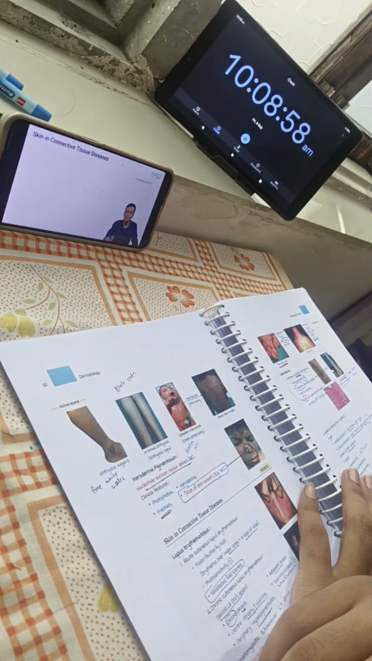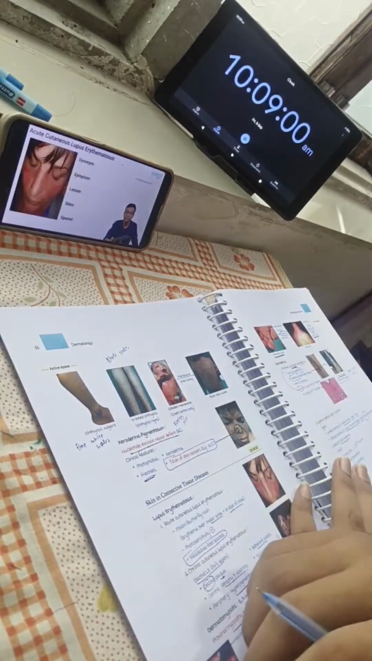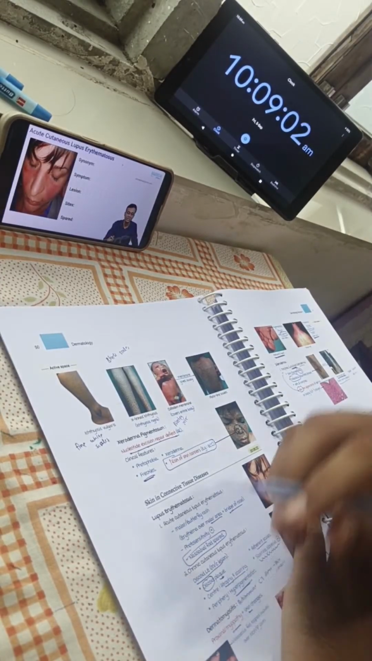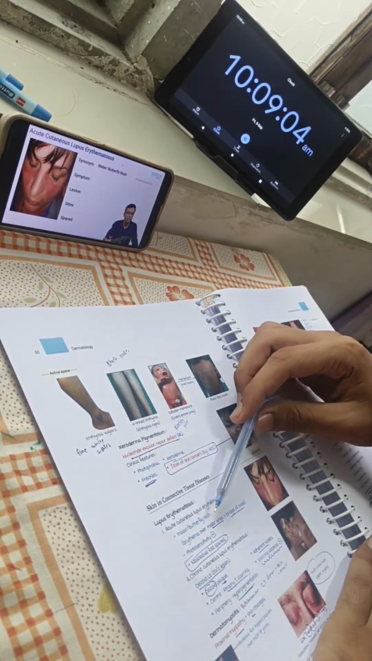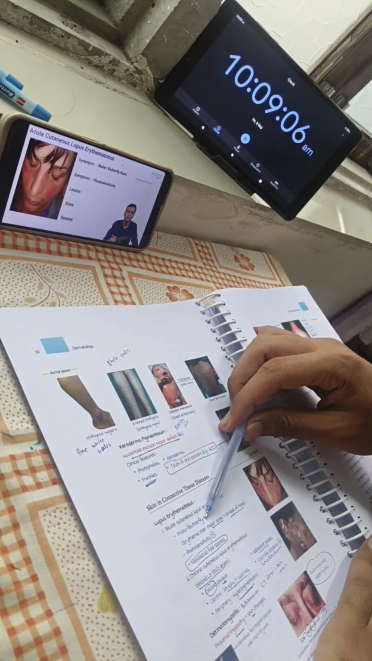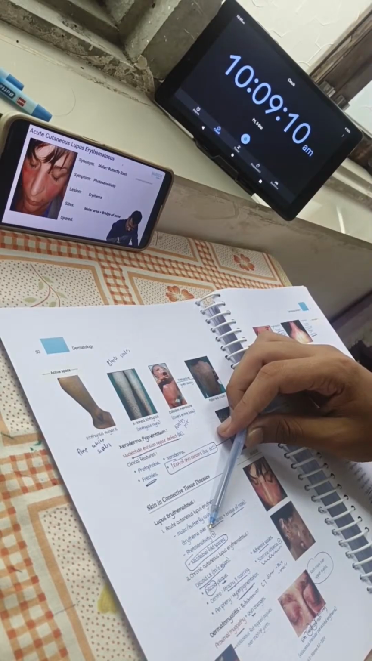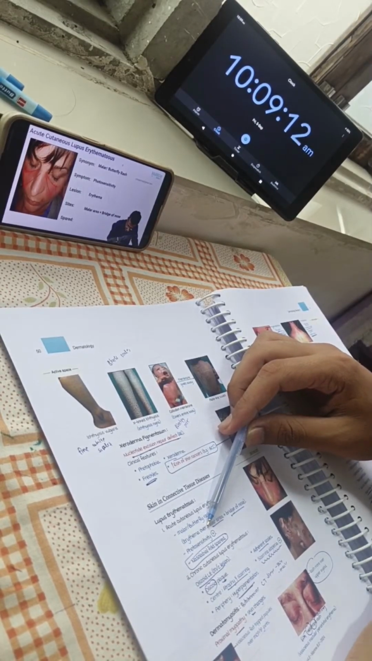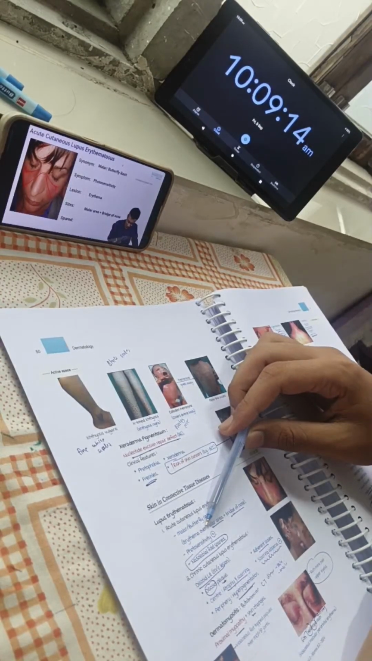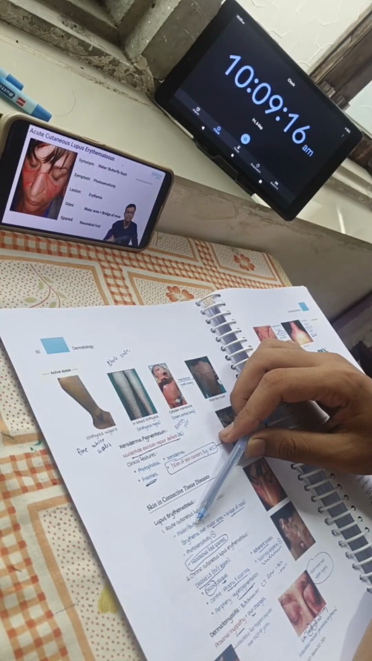Let's take up the next topic on skin and connective tissue diseases. First, we have lupus erythematosus. Acute cutaneous lupus erythematosus is also known as malar rash or butterfly rash. The symptom here is photosensitivity, with erythema over the malar area. It involves the bridge of the nose, and the area which is spared is the nasolabial fold.